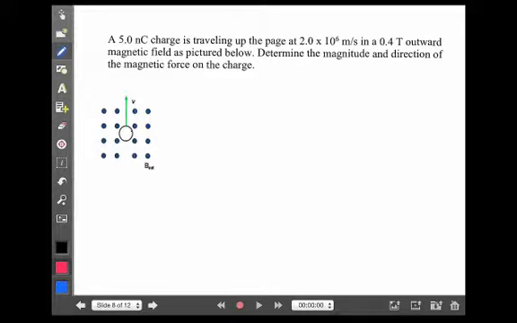Okay, so let's put it all together now. If a 5 nanocoulomb charge traveling up the page at a velocity of 2 times 10 to the 6 meters per second in a 0.4 Tesla outward magnetic field, it's pictured below. Determine the magnitude and direction of the magnetic force. Now the magnitude is just that equation.